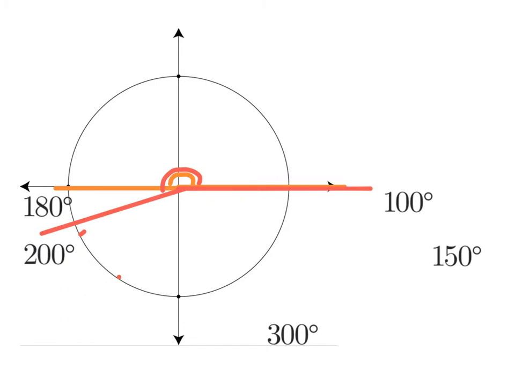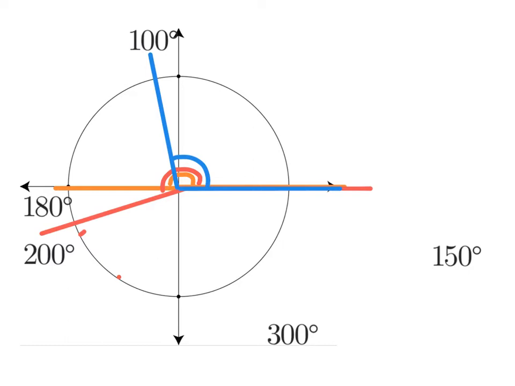With 100 degrees, again, start with initial side, positive x-axis. We know that 90 degrees is the positive y-axis, so if we go a little bit beyond that, just 10 degrees more, then that is where our 100-degree angle would be. So this would be 100 degrees.